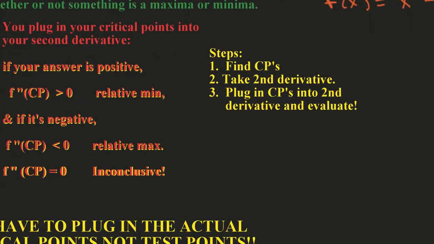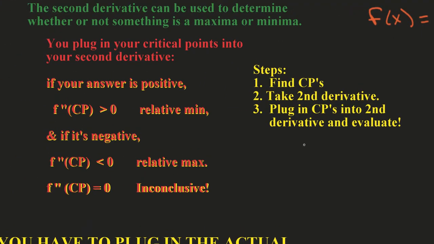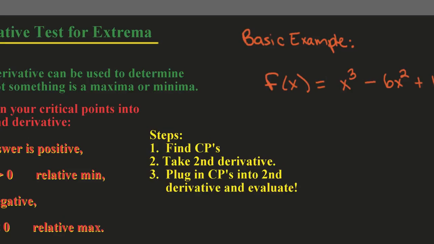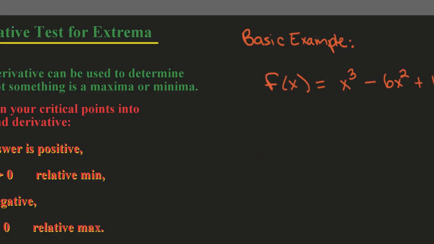The conditions are opposite what common sense would dictate. You would think the word greater, positive, greater than 0 would be a max, but it's actually a min. And you would think negative, less than 0 would imply a min, but it's actually a max. So opposite what common sense would dictate. So let's look at this example.